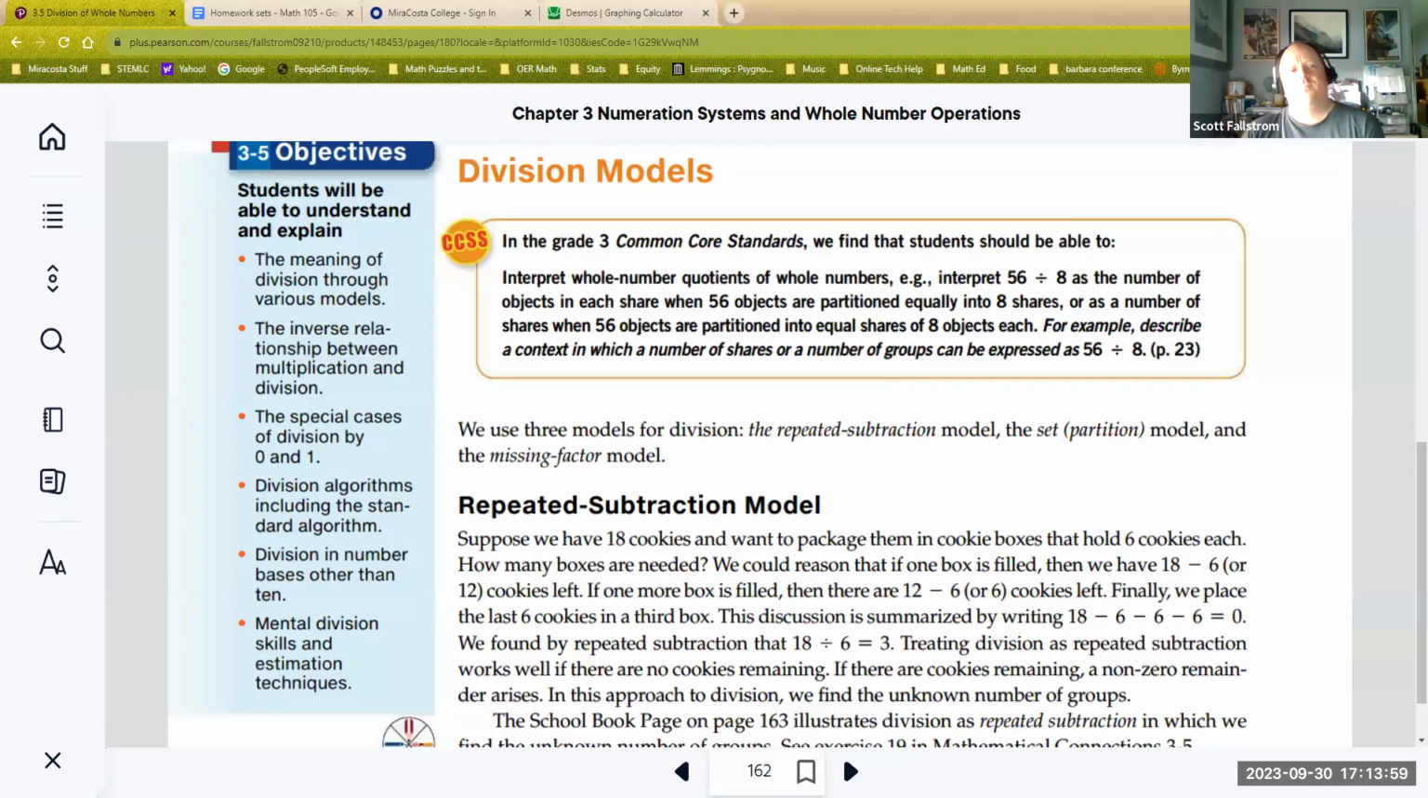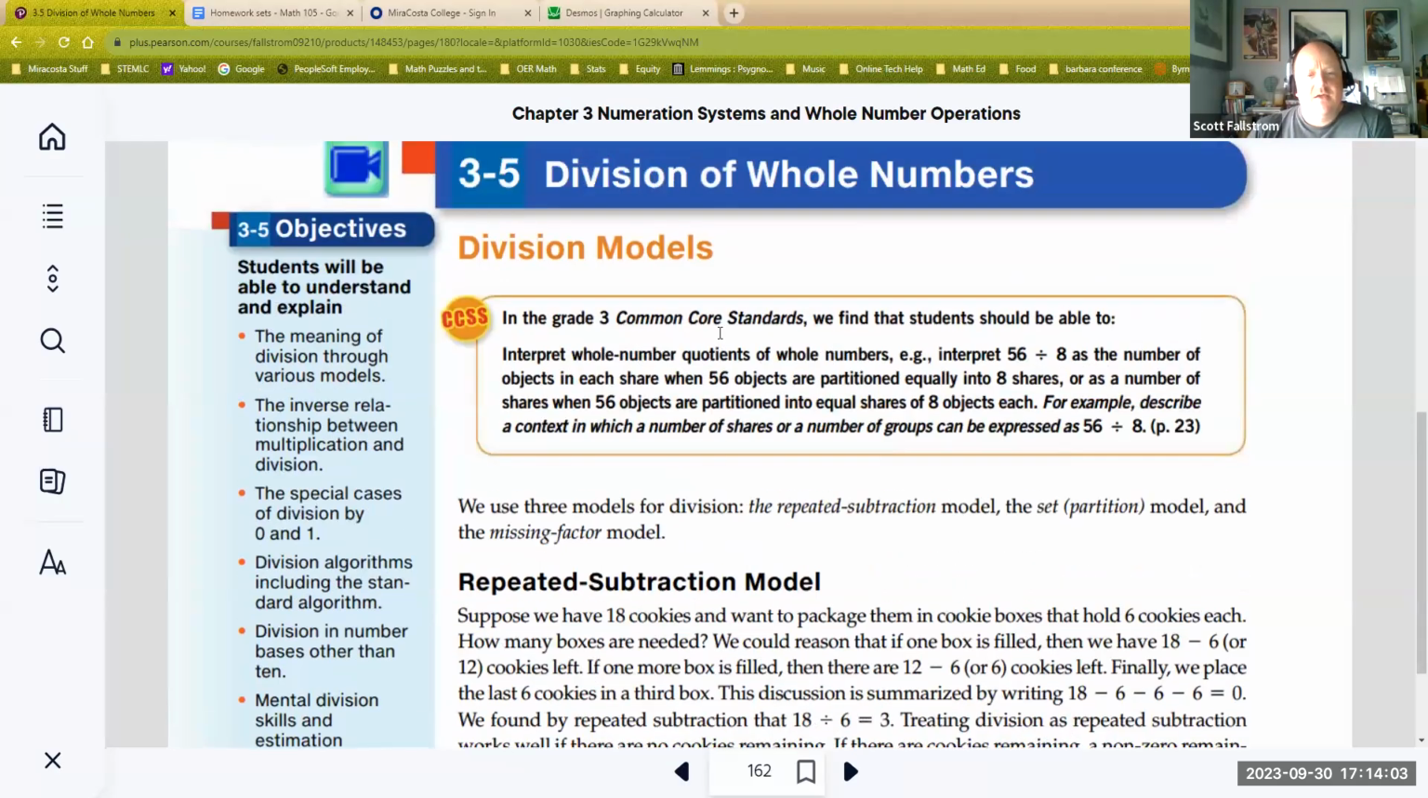Hello, students. Section 3.5, that's what's on the table for today. 3.5, we're talking now about division. So kind of the final of the four operations: addition, subtraction, multiplication, and division. For division, we're going to use three different models.